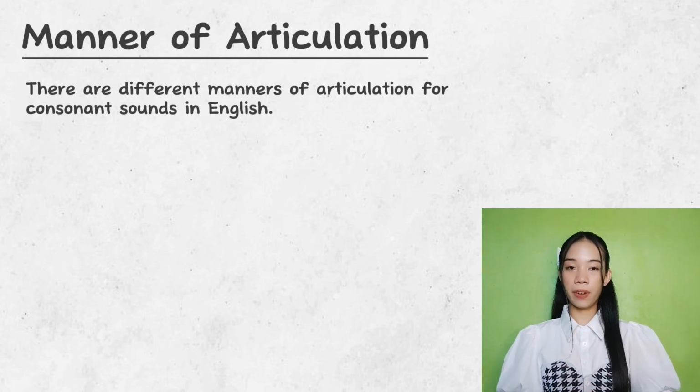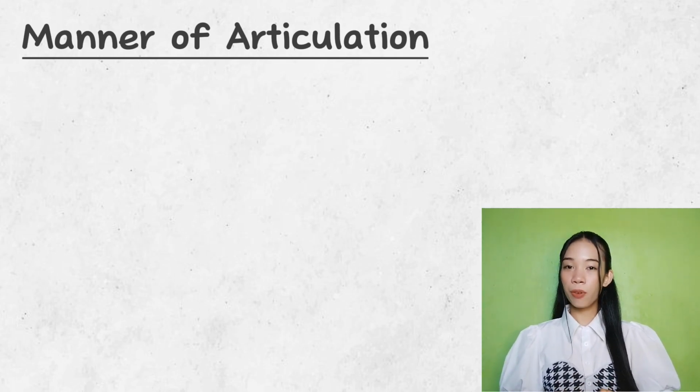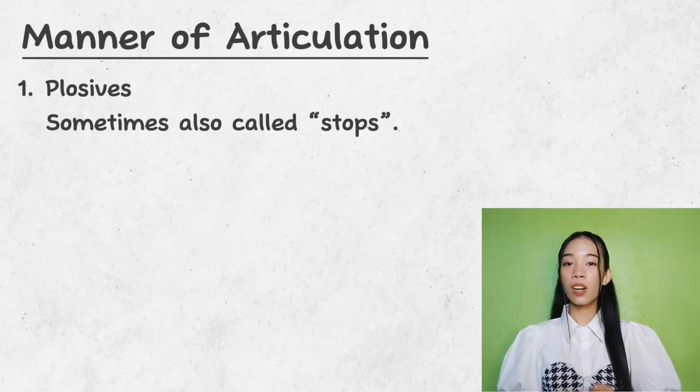There are many different manners of articulation for consonant sounds in English. Sometimes, the manner of articulation is also called the quality of consonant. Let's look at them. First of all, we have plosives. Sometimes they are also called stops. So, you will see both of those terms being used.